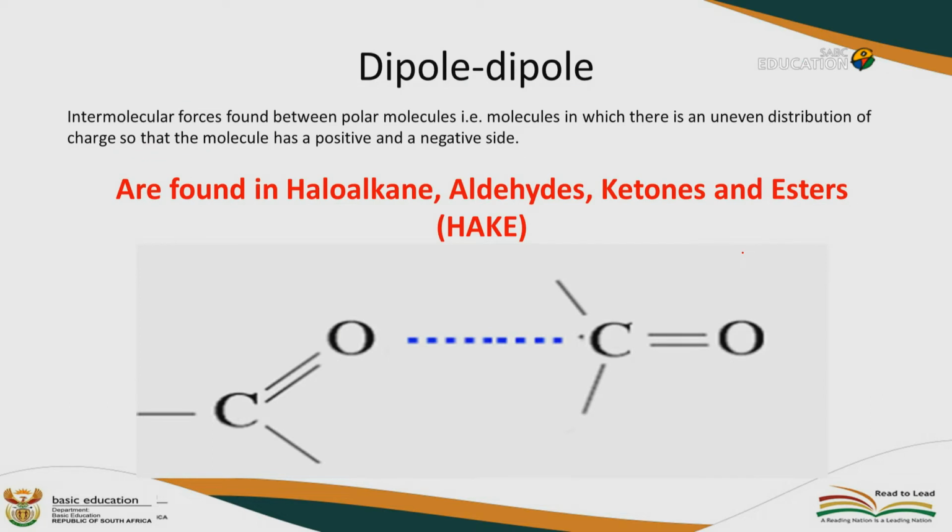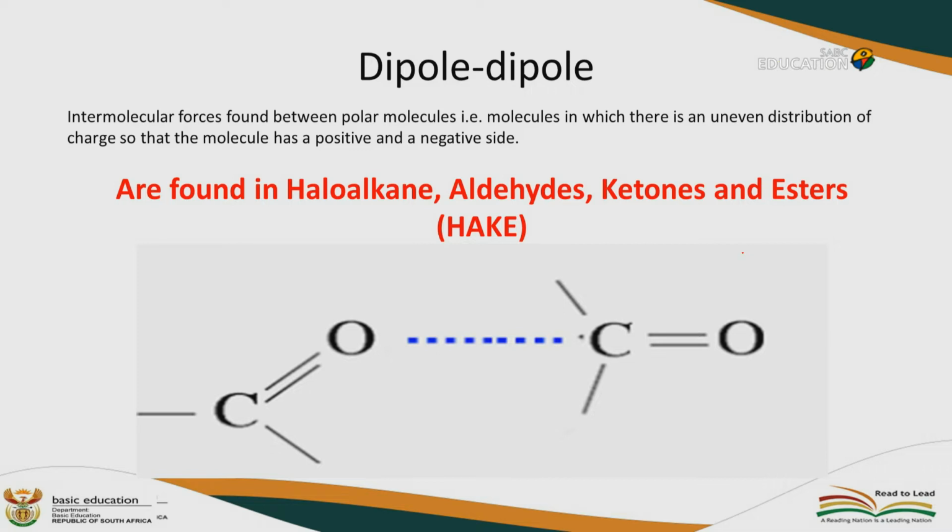We can move now to the second type of intermolecular force, which is dipole-dipole. The dipole-dipole forces, we are saying, are found between polar molecules, or molecules in which there is an uneven distribution of charge, so that the molecule has a positive and a negative side.